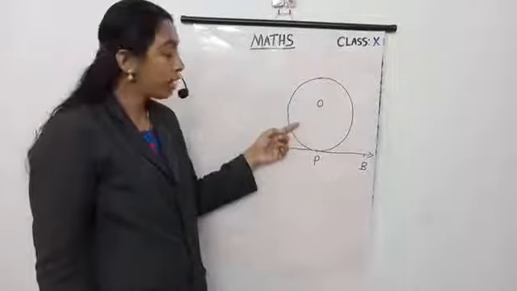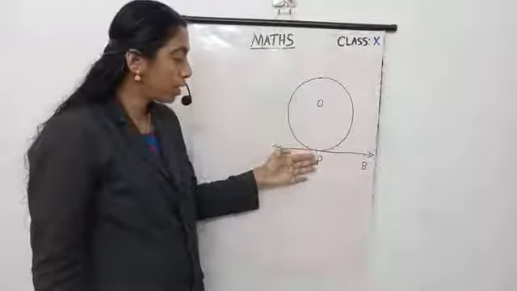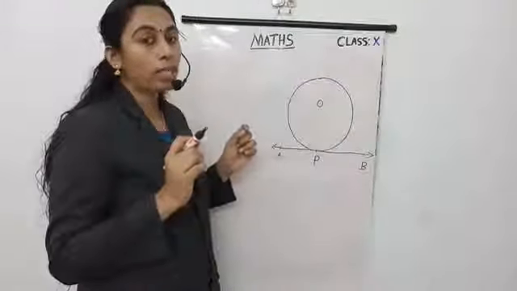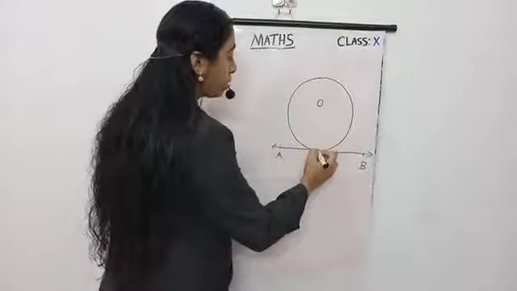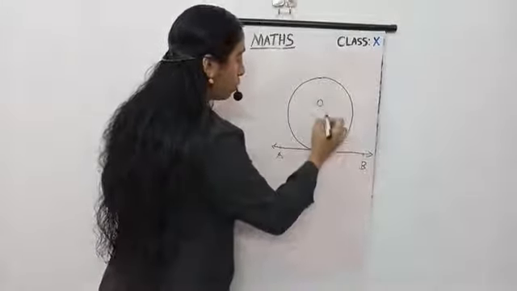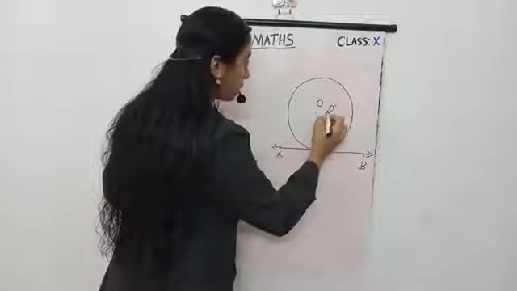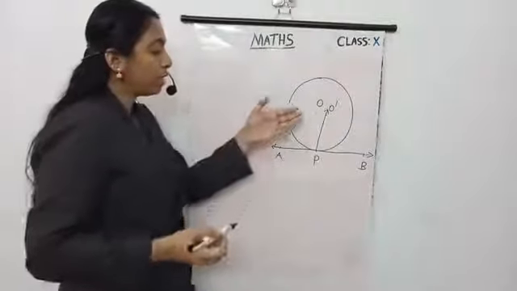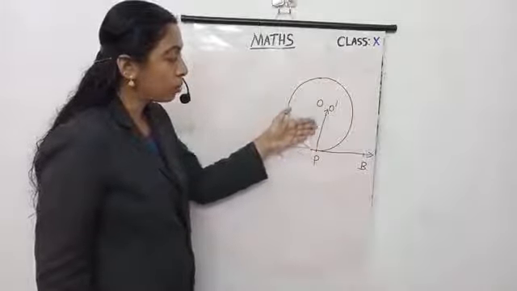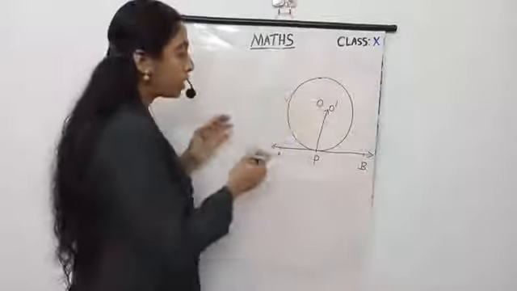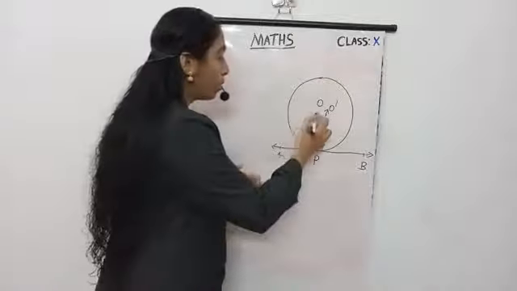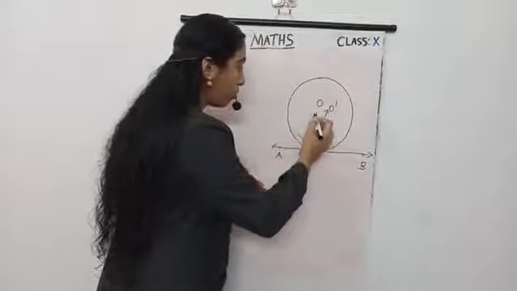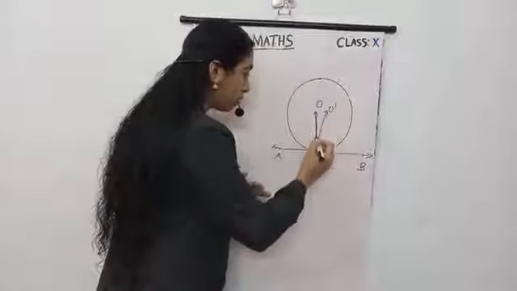We have to prove that the line passing through P, perpendicular to AB, goes through the center O. Now assume that the perpendicular drawn to AB goes through this point O dash, like this. We know already that the perpendicular is the radius of the circle and passes through the tangent. So we also draw the radius of this circle.